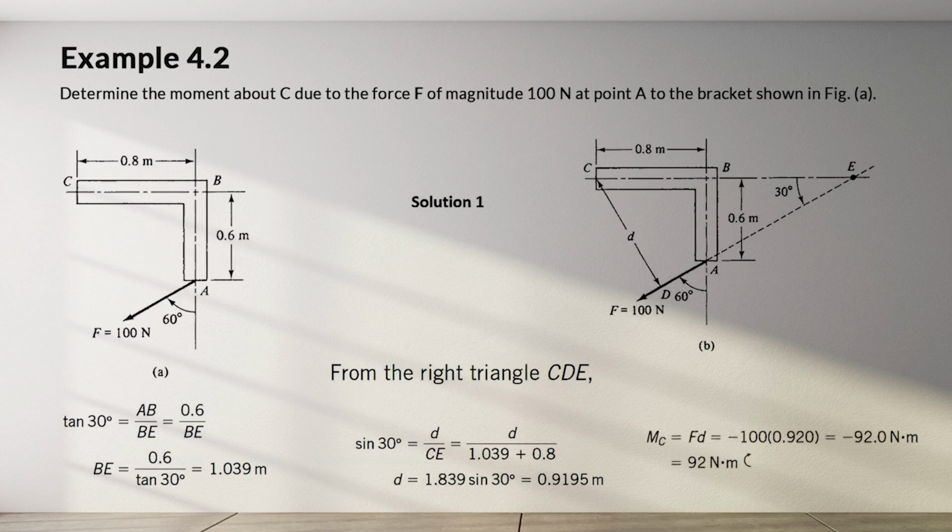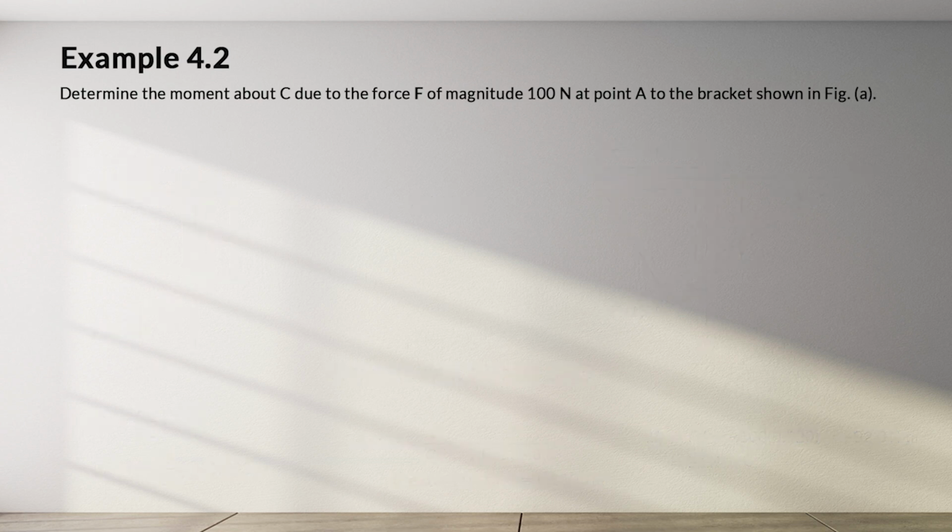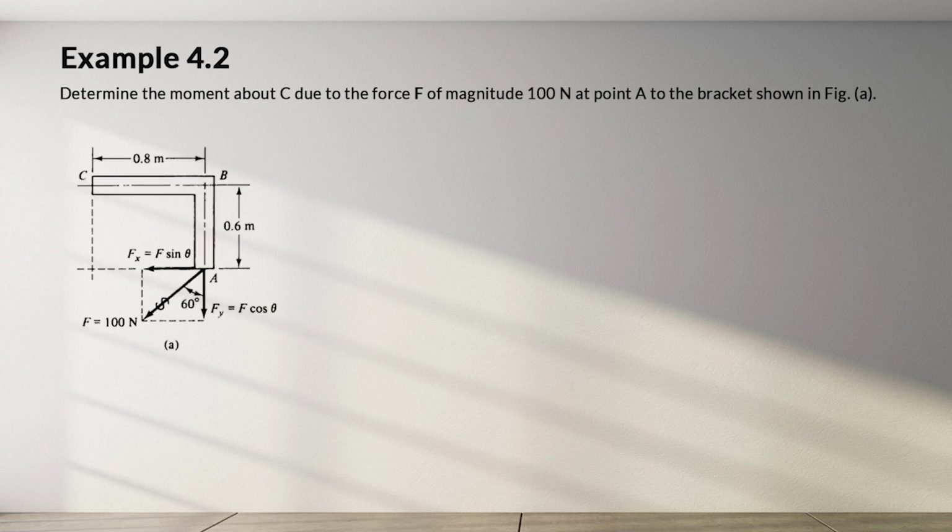Now we multiply the force times the arm of the force. Because the force is making a clockwise rotation from the convention, it will be negative. Negative 100 times 0.920 gives you negative 92.0 Newton meters. But if we look at the same problem and want to find the x and y components of the 100 Newton force, we use the theorem of the moment to find the moment around C.